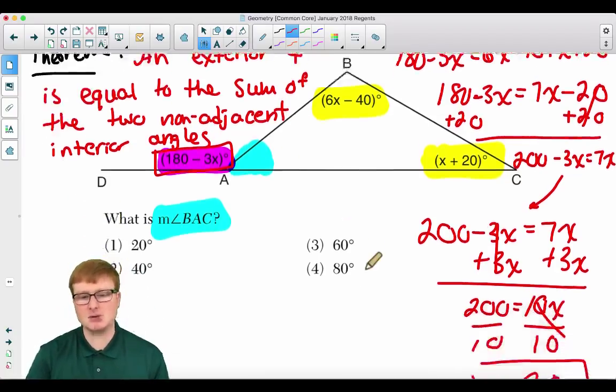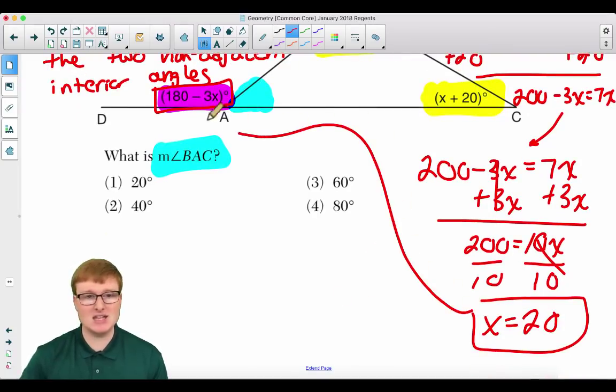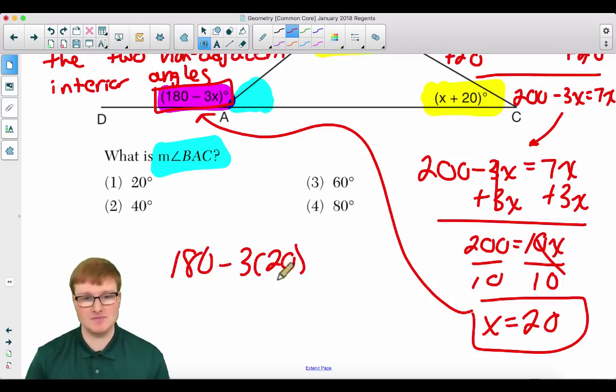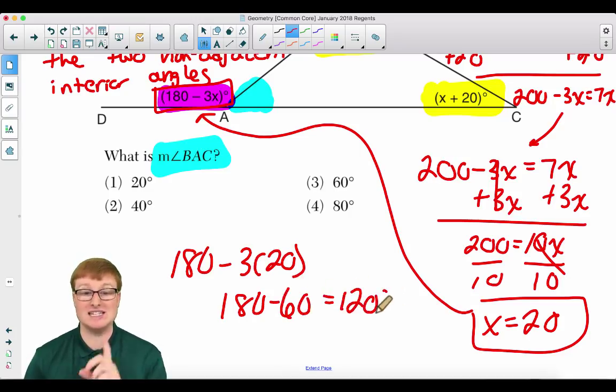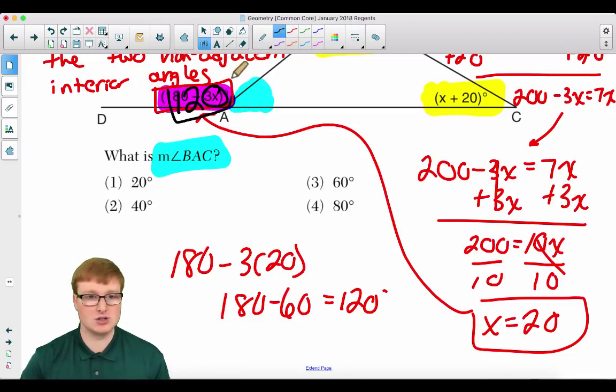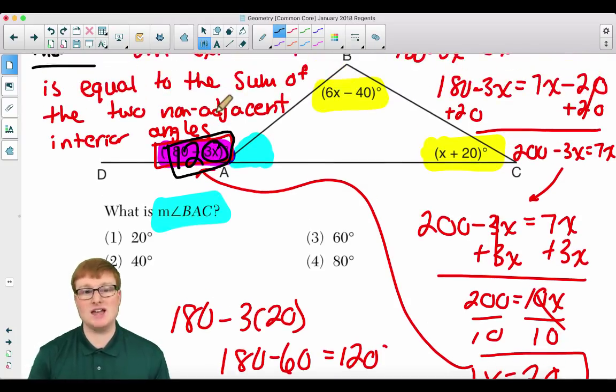So if we take the number 20 and plug it back into the 180 minus 3x, let's do that right now, and I'll show you what it does in a moment here. 180 minus 3 times 20. That gives you 180 minus 60, which is 120 degrees. That's not your answer. This angle right here is 120 degrees. What's the angle next to it? It's 60 degrees. The reason why is that this is a supplementary angle. It's a straight line, and all straight lines equal 180 degrees.